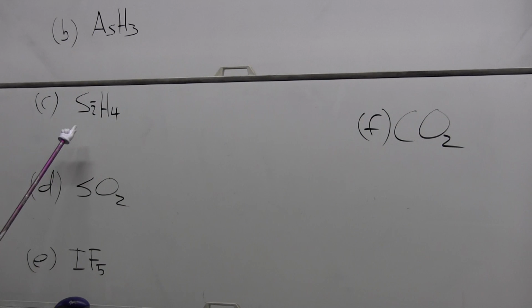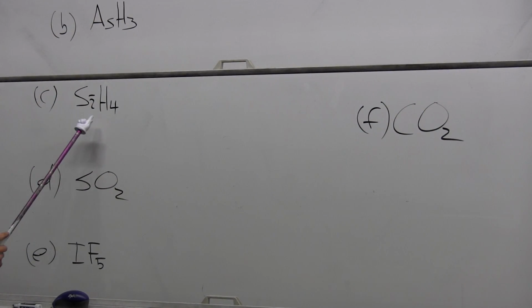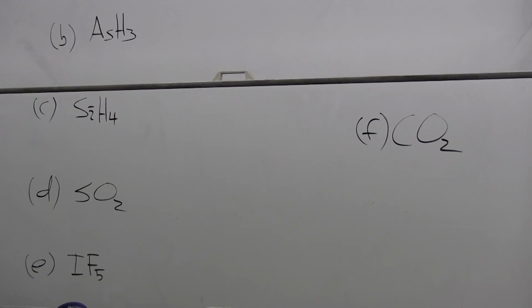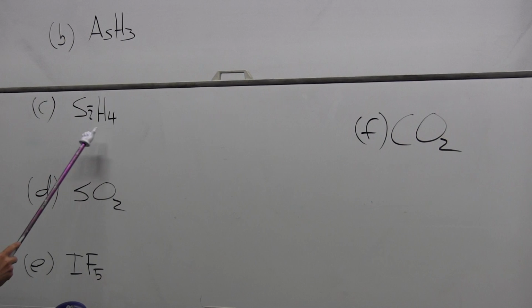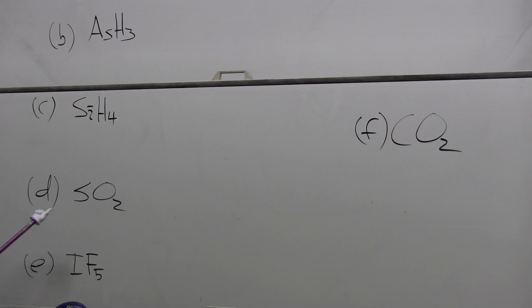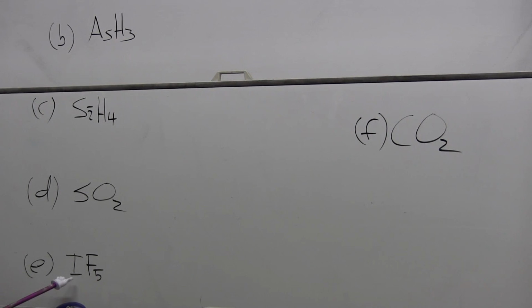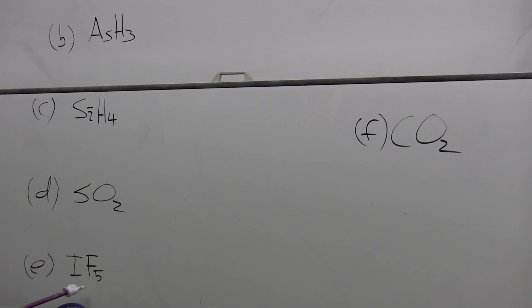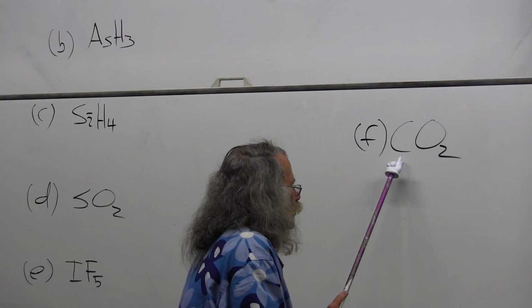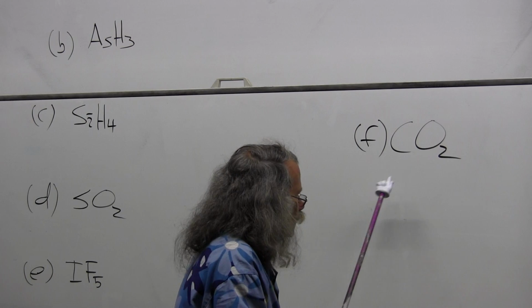C, silicon tetrahydride, or silane, as it's known, is the analog of methane. It'd be silane. And D is sulfur dioxide, denoted as SO2. E is iodine pentafluoride, denoted as IF5. And F is carbon dioxide, denoted as CO2.